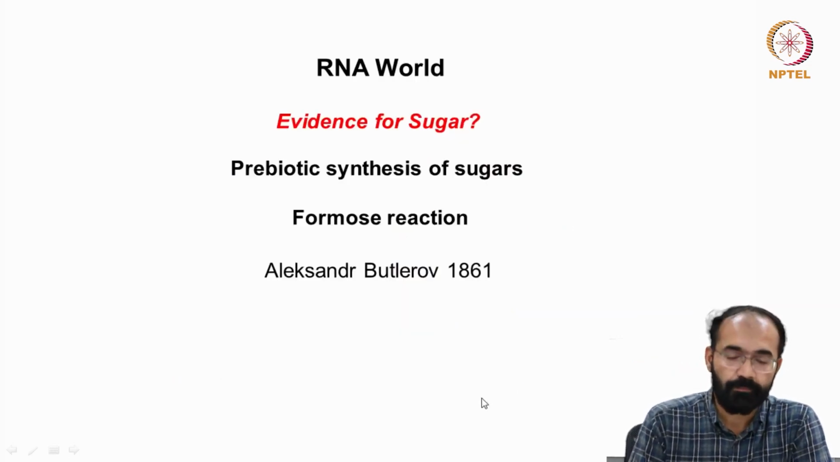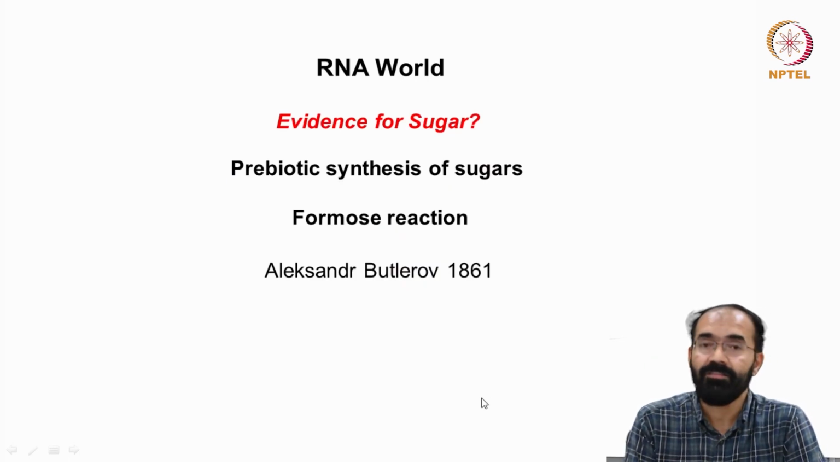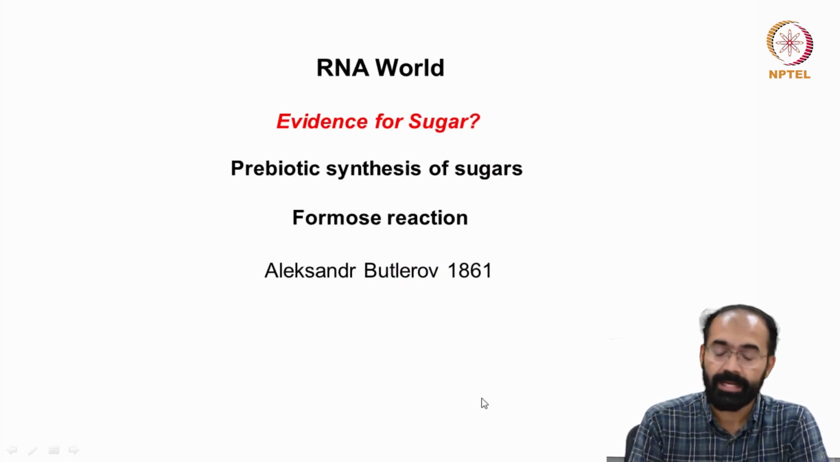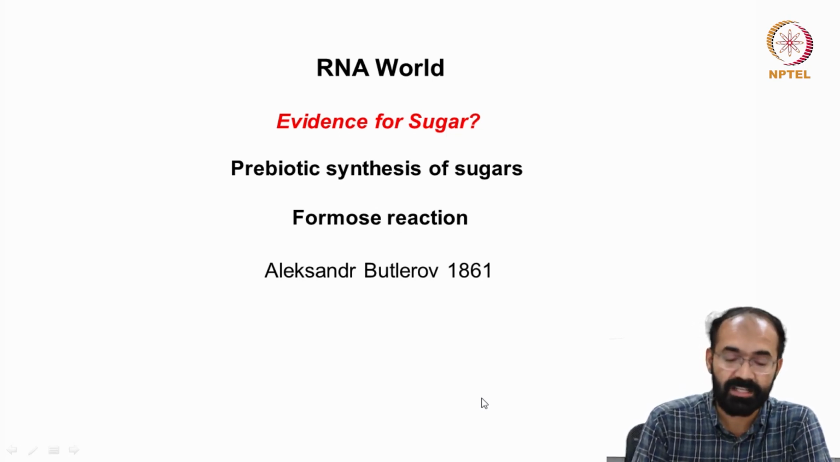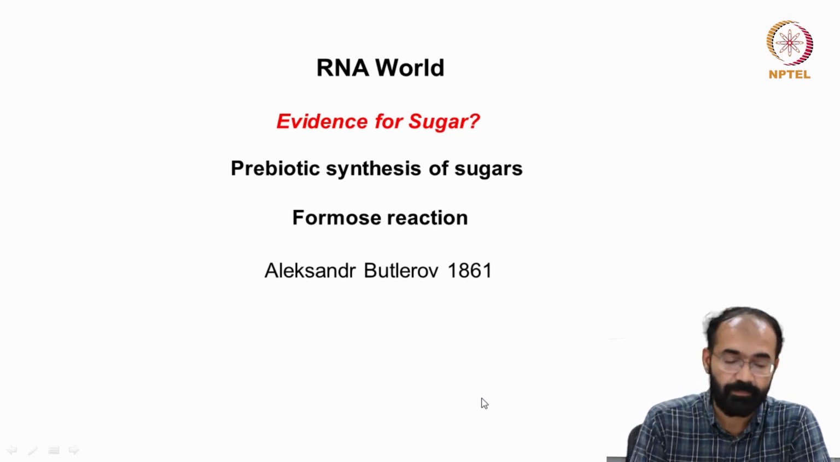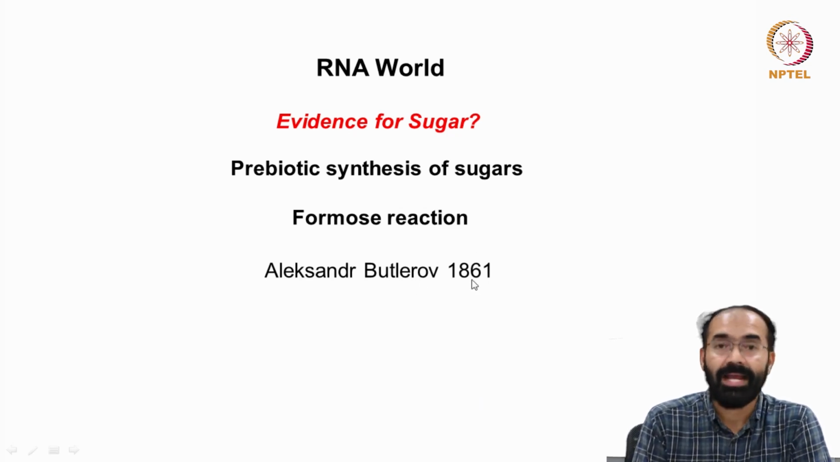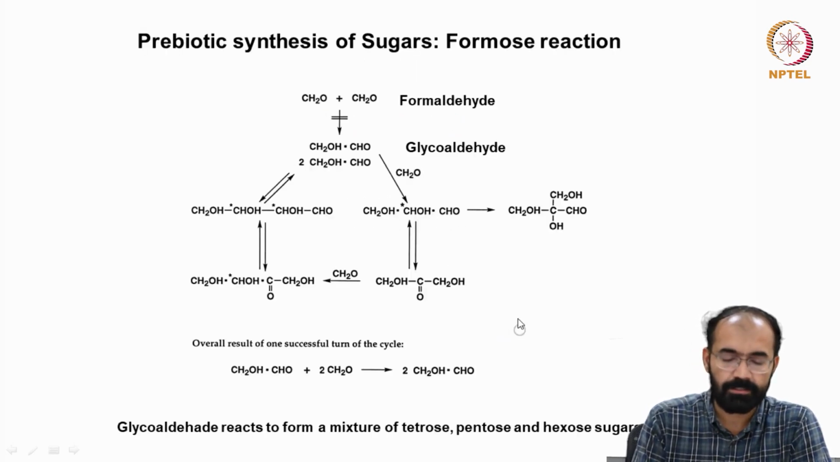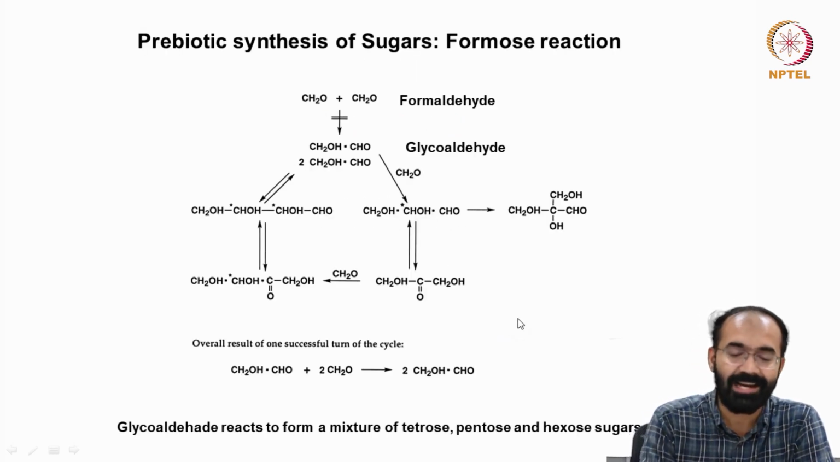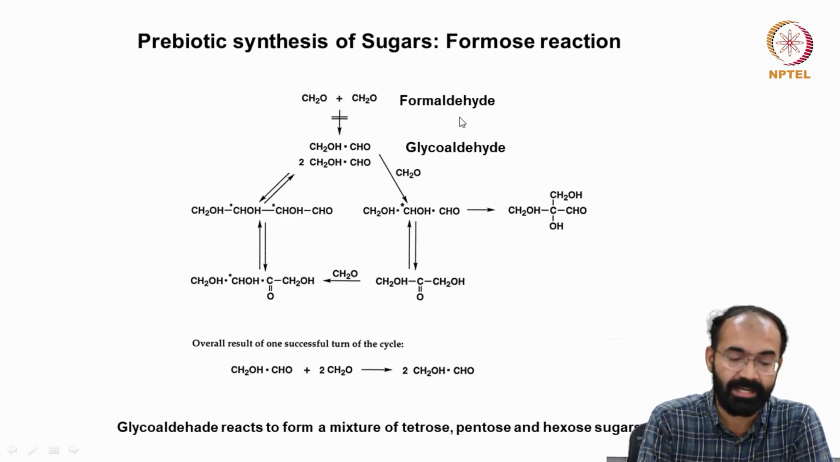So looking further into the RNA world, do we have evidence for sugar? And is it possible that prebiotically sugars can be synthesized? And the answer is yes. And the reaction is called Formose reaction. And it was discovered by Alexander Butlerov in 1861. That Formose reaction is pretty simple. Although it is a lengthy process, the starting material is formaldehyde. What is the chemical formula?